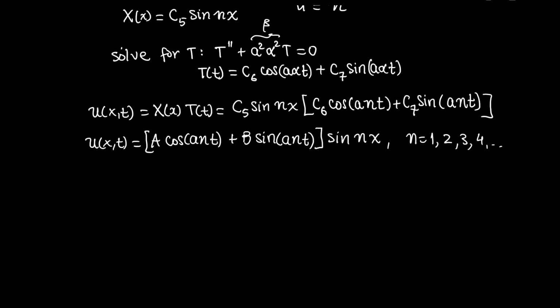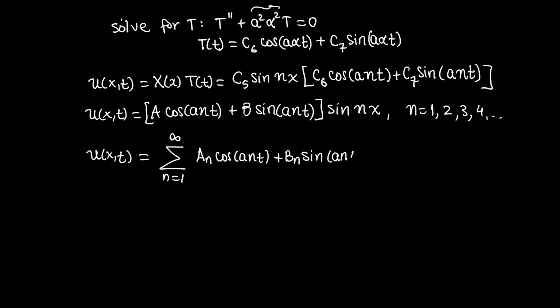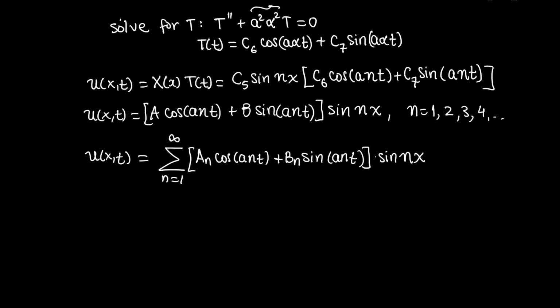So I'm going to use the principle of superposition, which implies that the general solution is going to be the summation from n equal to 1 to infinity. Then the constants will also depend on n. I have an cos of a n t plus bn sine a n t, times sine of nx. So this is your solution. Now you need to know what these constants are.